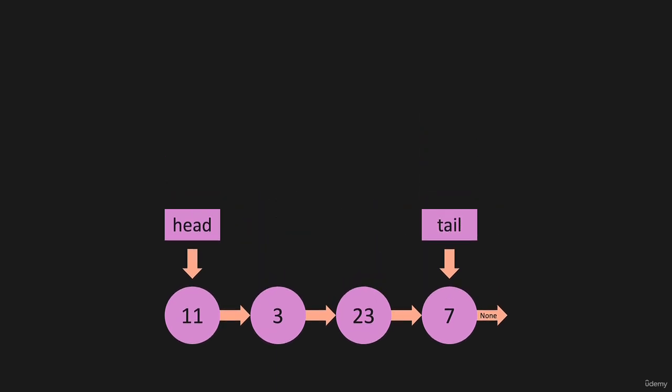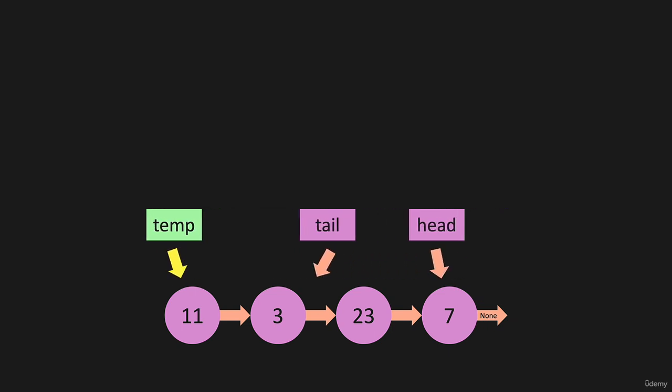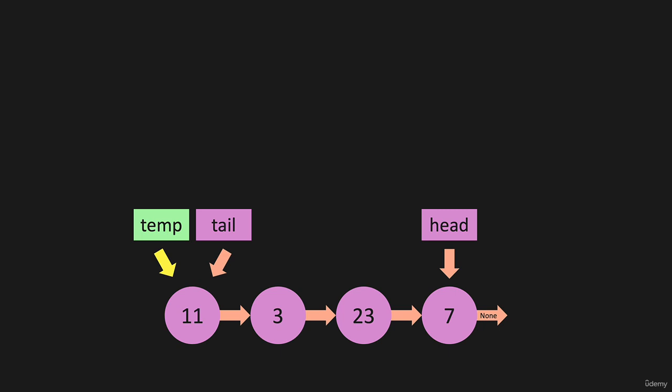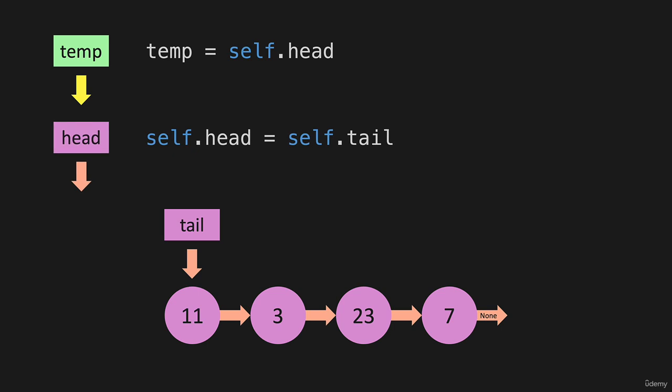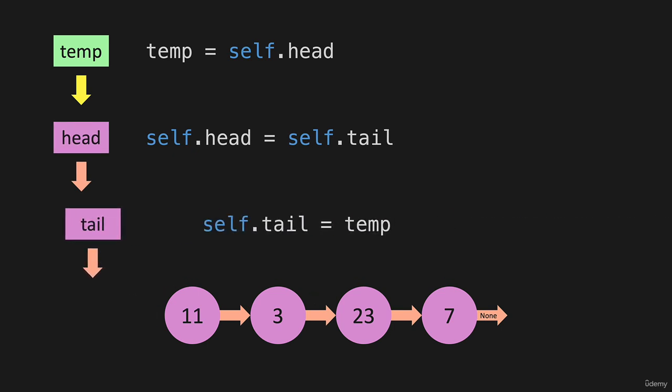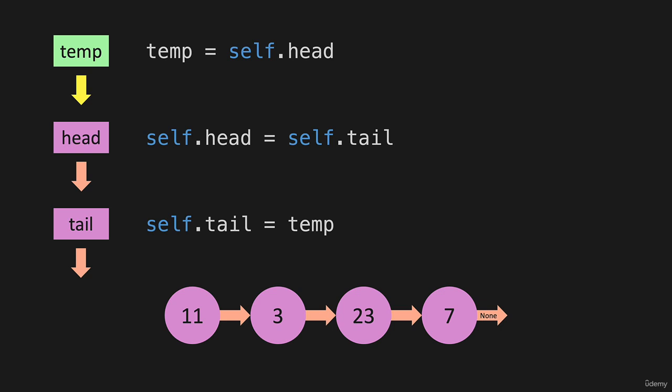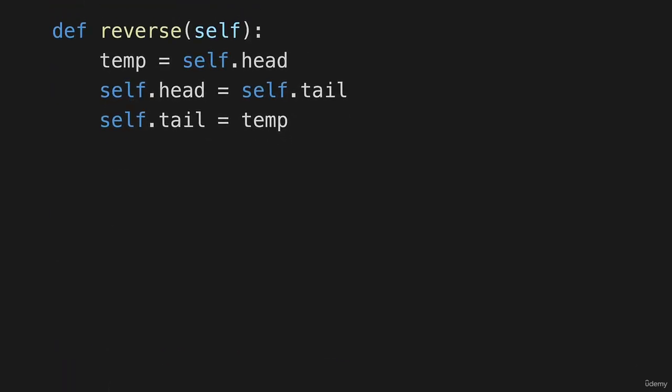So first thing, let's switch head and tail. We'll set temp equal to head. Then we can set head equal to tail. Then we can set tail equal to temp. And now we have reversed head and tail. So let's look at the 3 lines of code to do this. We have to create the temp variable, have it point to the head, and then we say head is going to be equal to the tail, and then tail is going to be equal to temp. Simple enough. And this is our code so far.